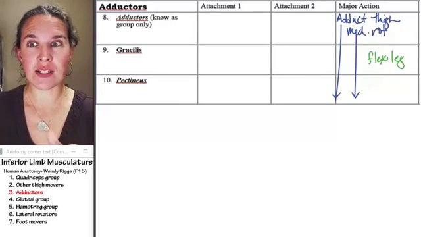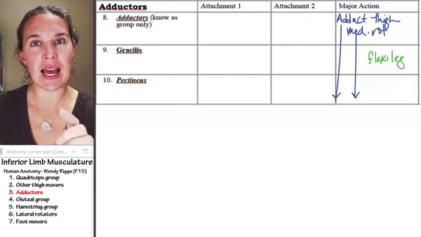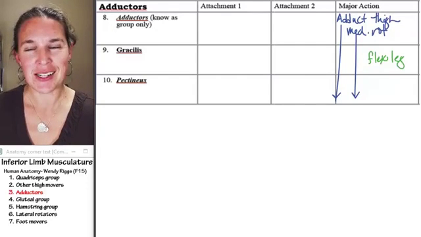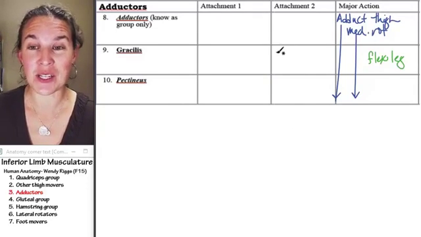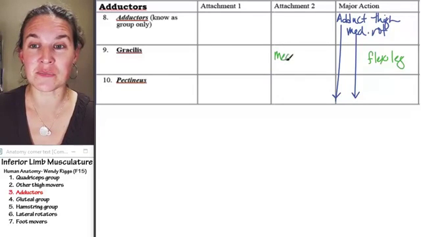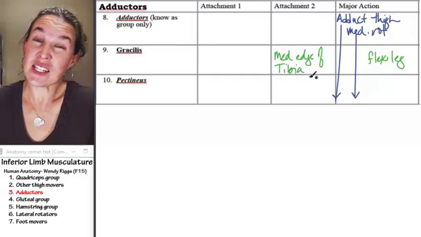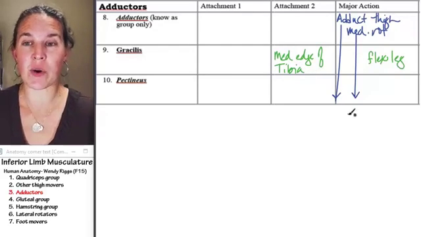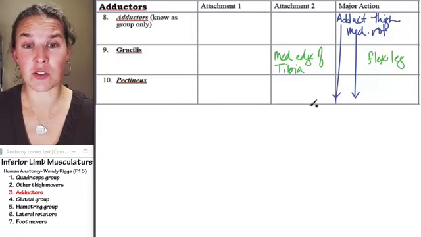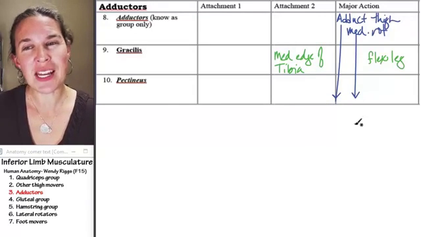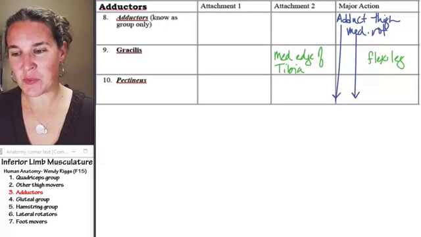It has to cross, because gracilis, in order to flex the leg, has to cross the knee joint. So it actually has an attachment on the medial edge of the tibia, near the tibial tuberosity, not quite all the way there. I wish that it just was tibial tuberosity. Everybody else, the distal attachment is the femur.